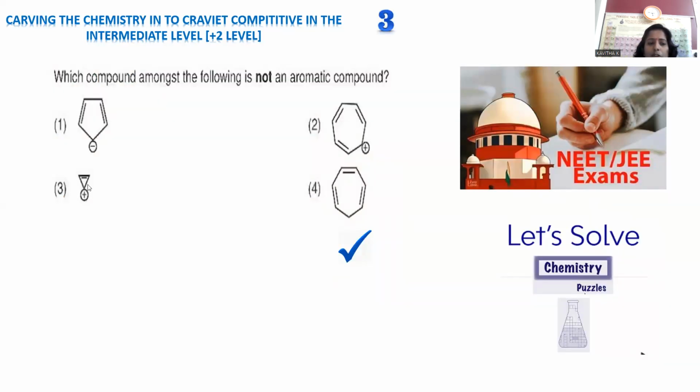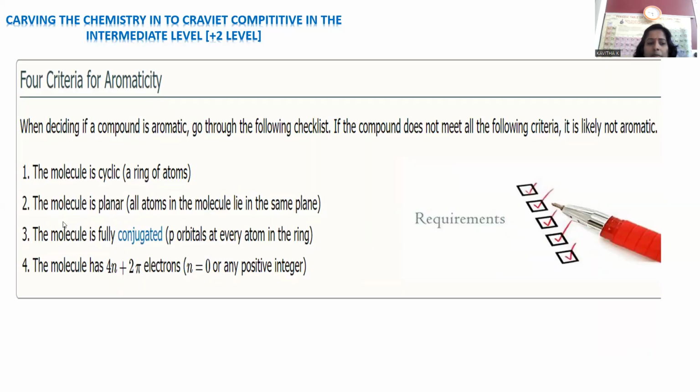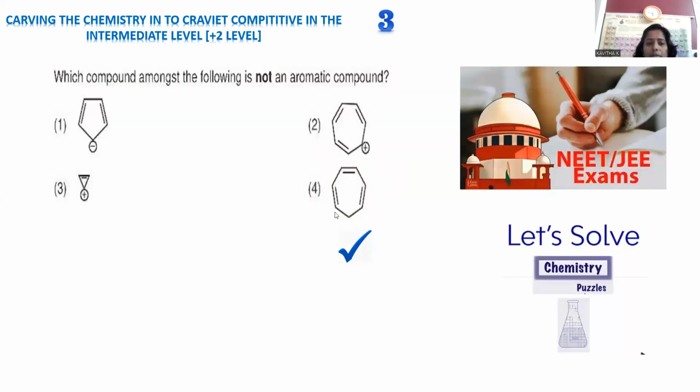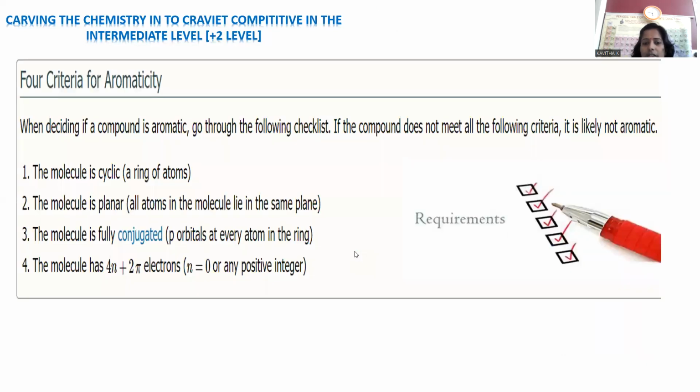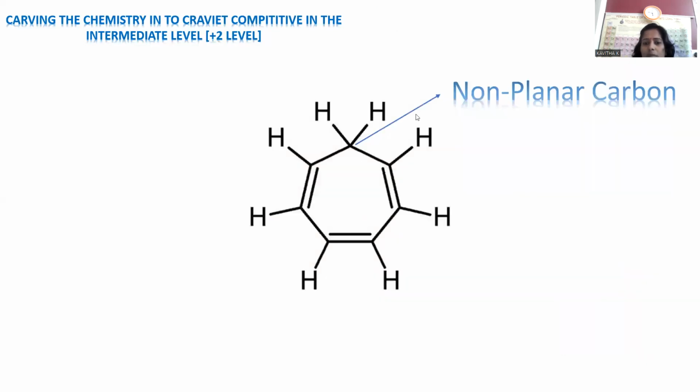The 4n plus 2 rule is not obeyed by option number 3? The 4n rule is obeyed by option number 3. But the rules satisfied by options 1, 2 and 3 are not applicable to compound number 4. So we can say it is non-aromatic in nature, right? That is purely because of non-planarity at this carbon, and second, conjugation is lost in this compound.